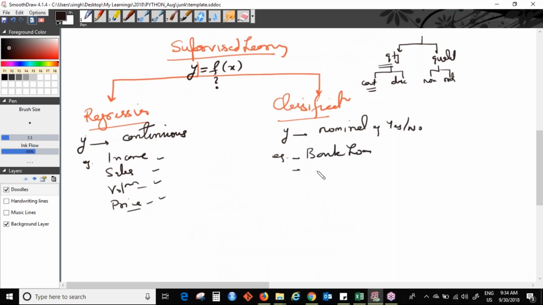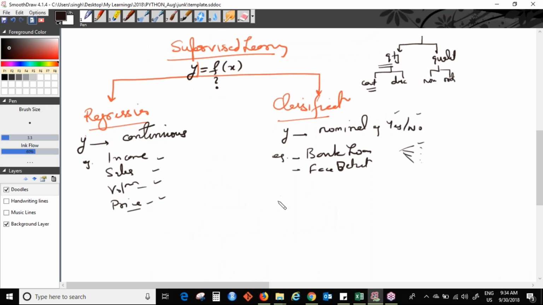Other examples can be, let's say, face detection. When Facebook tags you after you upload a photograph, that is nothing but a classification algorithm. It sees your face, identifies your face, and tries to match it with your name. So that is also a classification case, because you have several options. For the bank example, the output is binomial, either 1 or 0, but you can have more than 2 classes. You can have as many classes as you want.